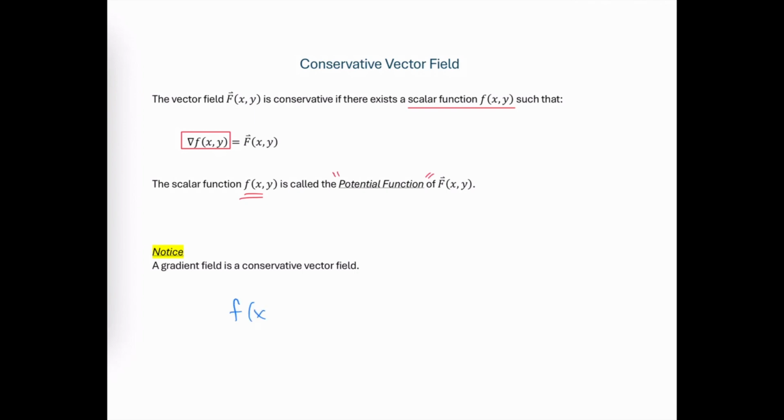And so for any scalar surface function, the gradient of that surface function is going to be a vector field. And because that vector field came from this scalar function, we say it's a conservative vector field. And that scalar function is called the potential.